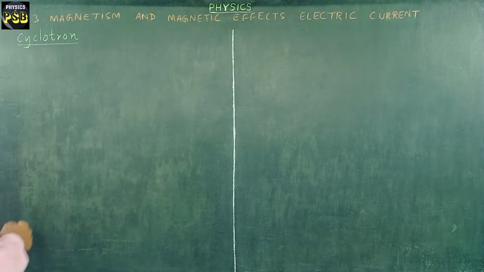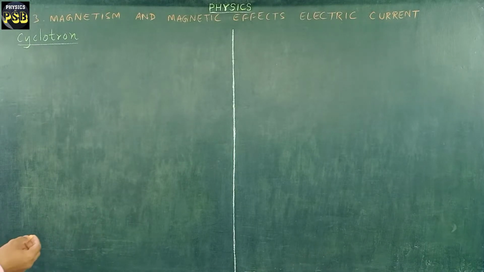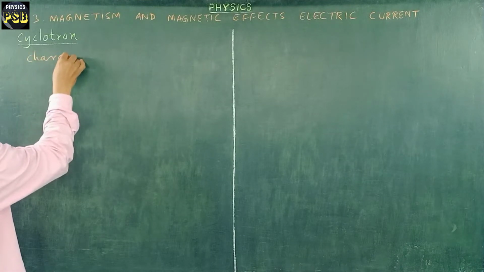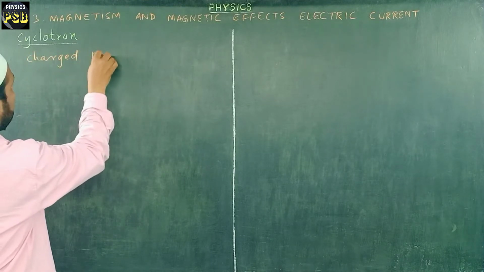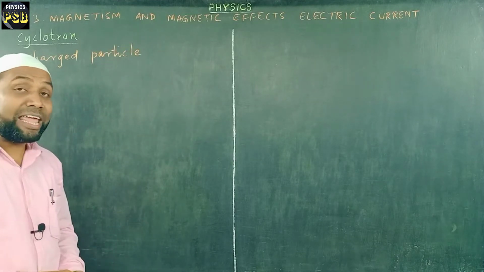Let me repeat once again. Cyclotron is a device which accelerates charged particles to gain large kinetic energy.